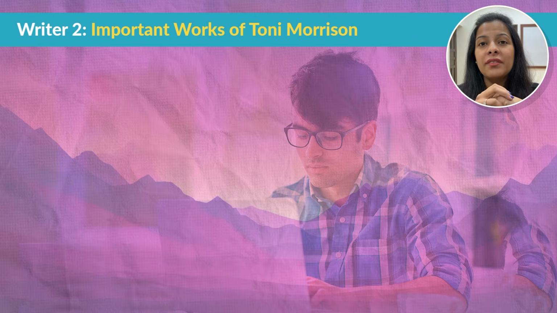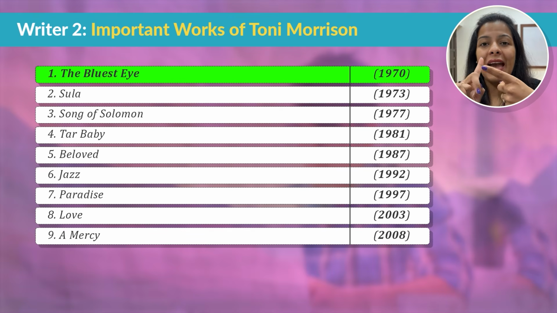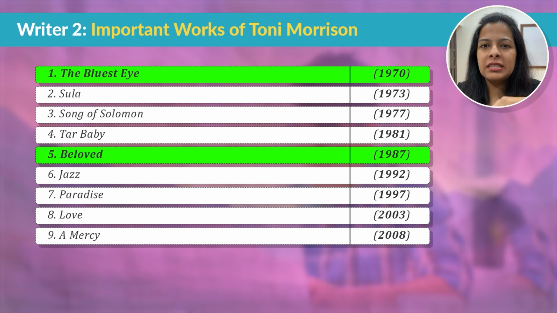Now it's time to look at the most important works of Toni Morrison. So the most important ones are right there on your screen. Now, out of this, the two most important works that you should read in detail, that means even if you're reading the summary, that would be sufficient. So those are Bluest Eye and Beloved. So let us understand these better.